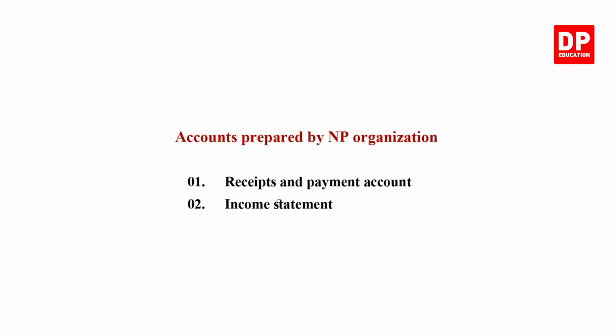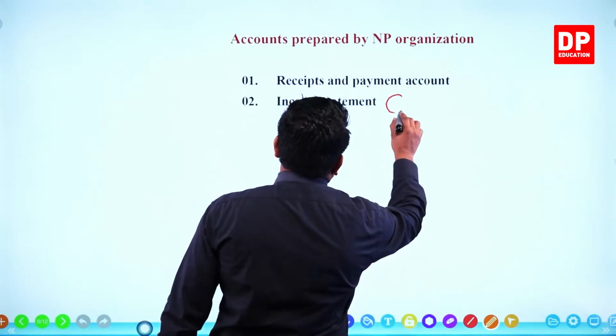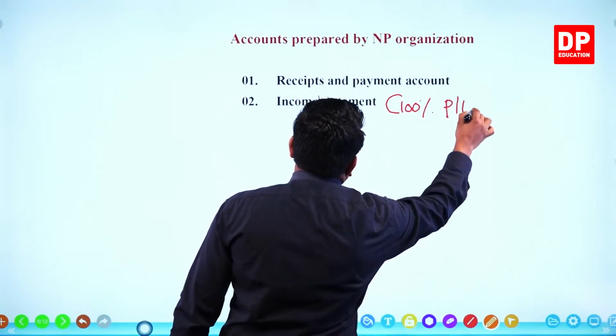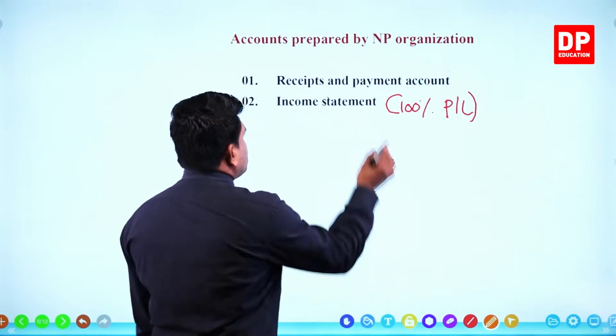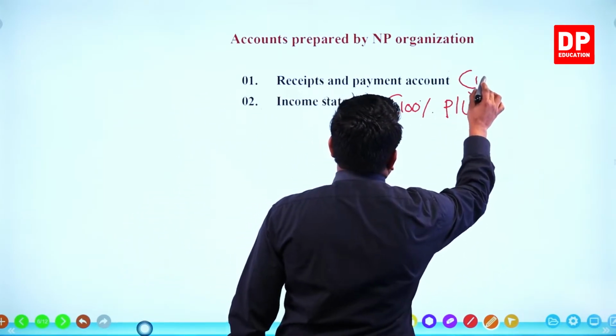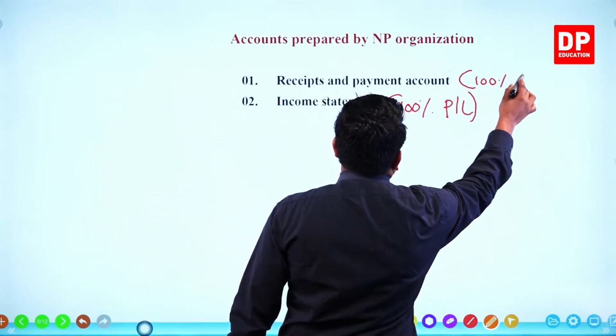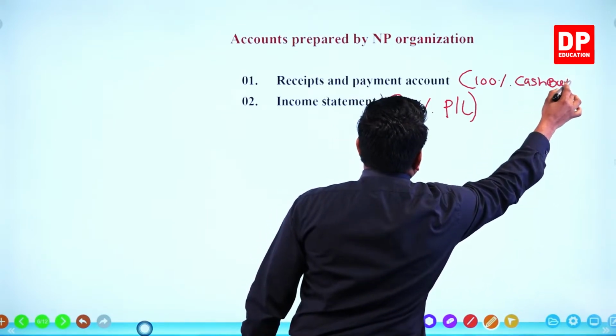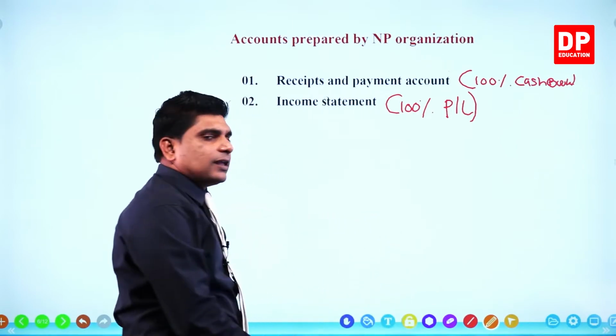Accounts prepared by a not-for-profit organization: the receipts and payment account, and the other one, the income statement. The income statement is 100% similar to the profit and loss statement. The receipts and payment account is 100% similar to the cash book. This is the thing.